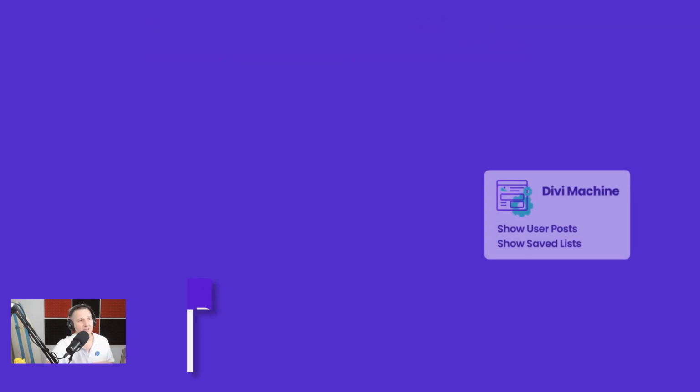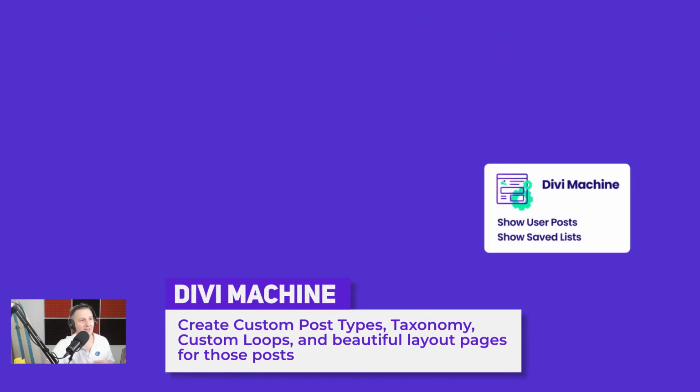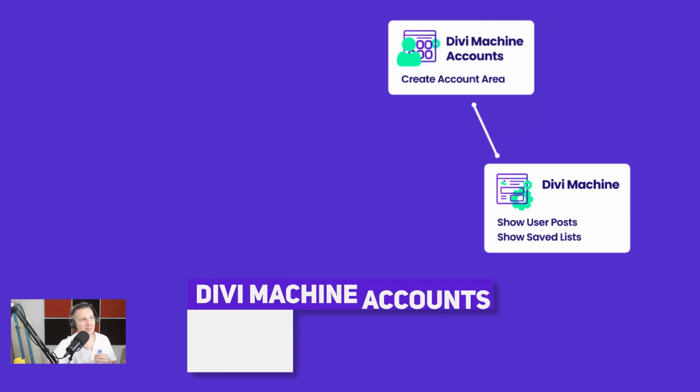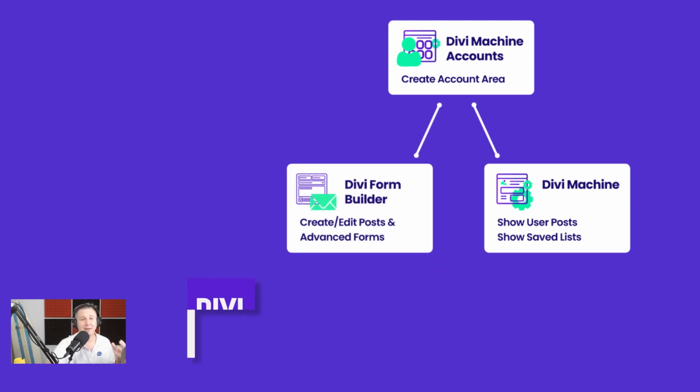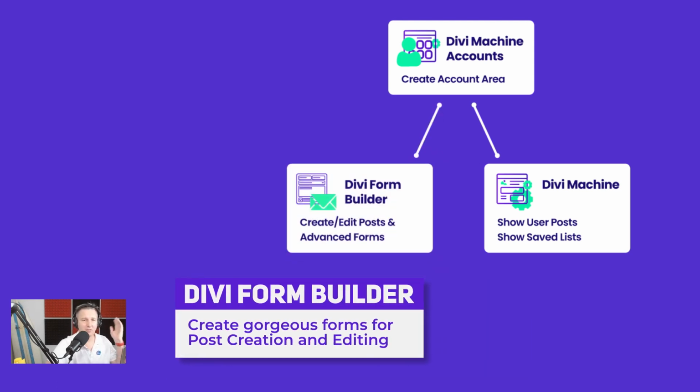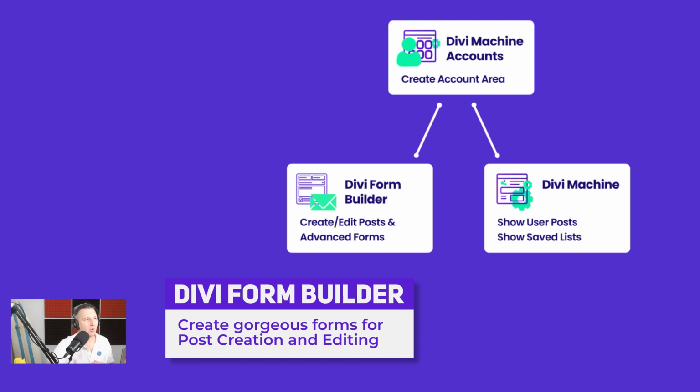Divi Machine is the granddaddy here, and it's going to allow you to show user posts and show save lists. So this is the functionality based on the plugins installed, right? Divi Machine accounts lets you create the account area. And then you have Divi Form Builder also installed. You can create and edit posts, and of course, all the other advanced features that you get with Divi Form Builder.